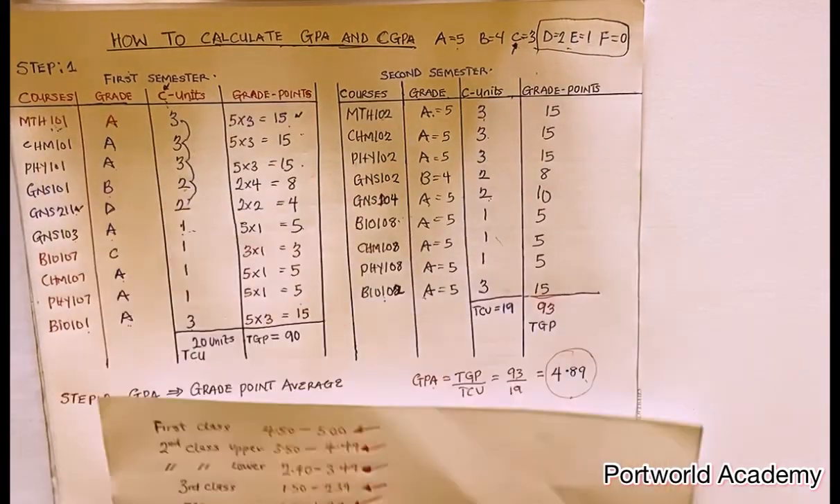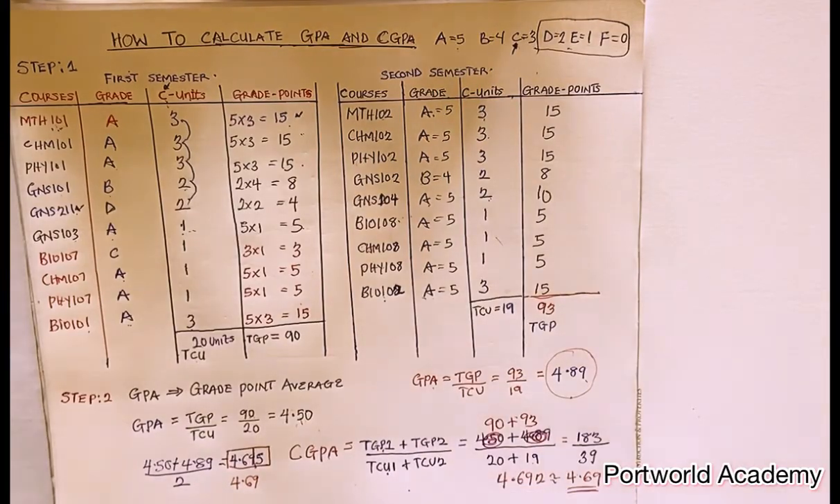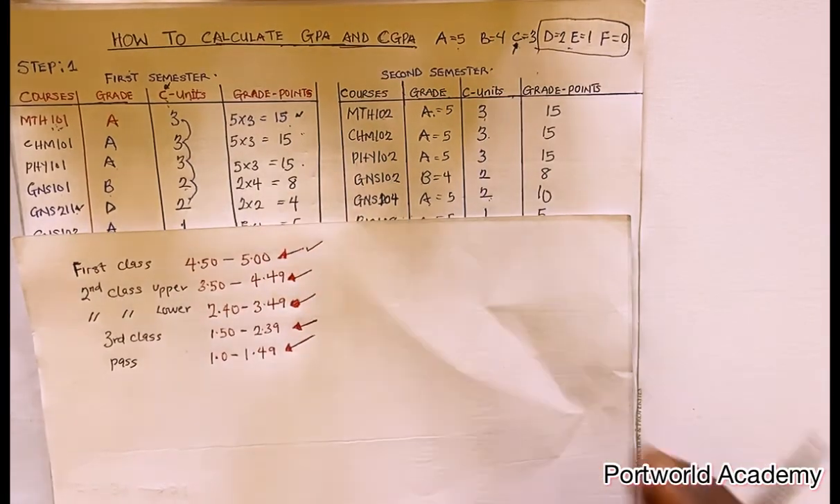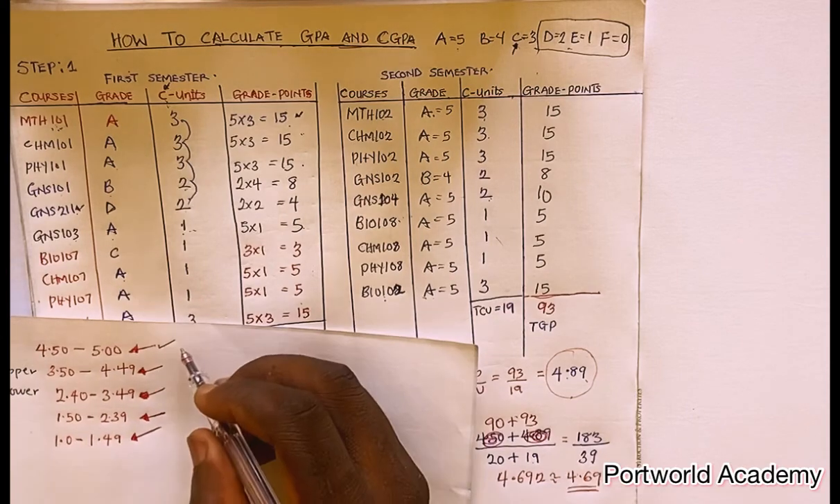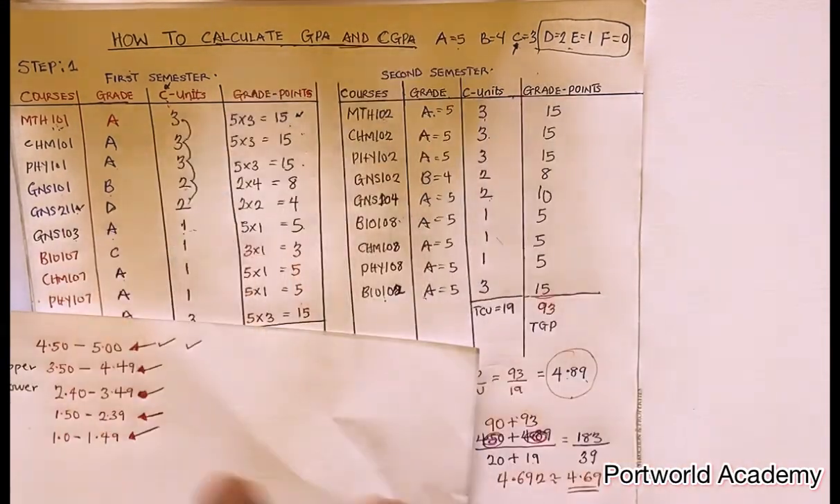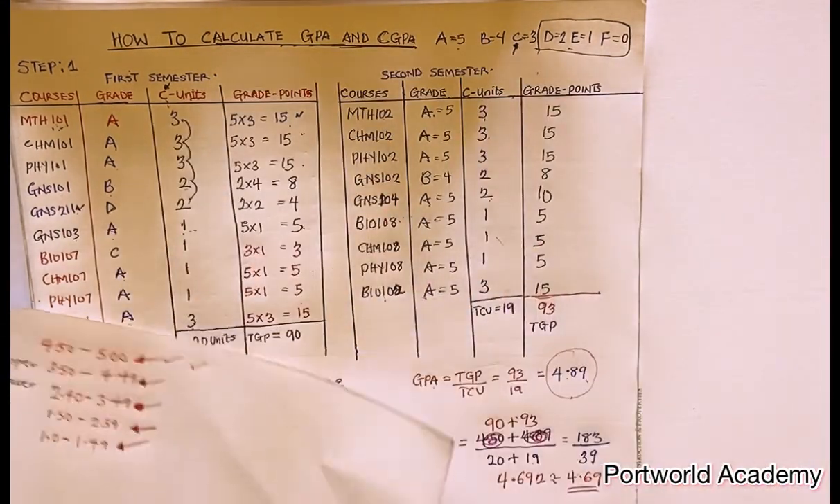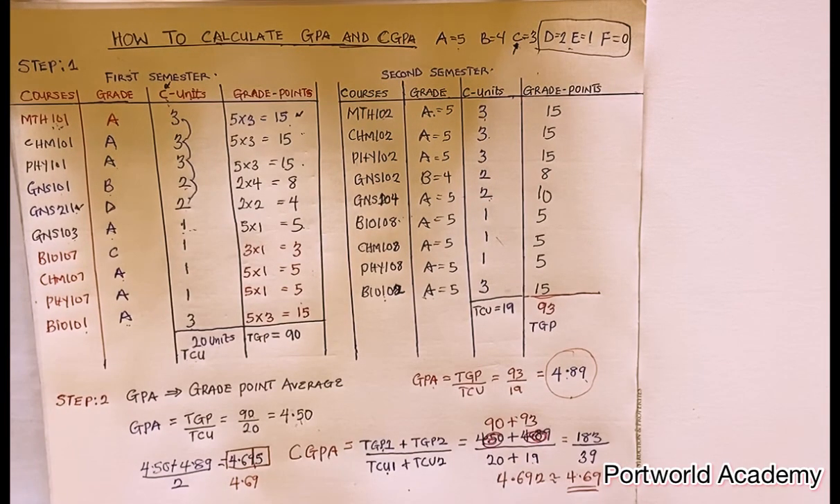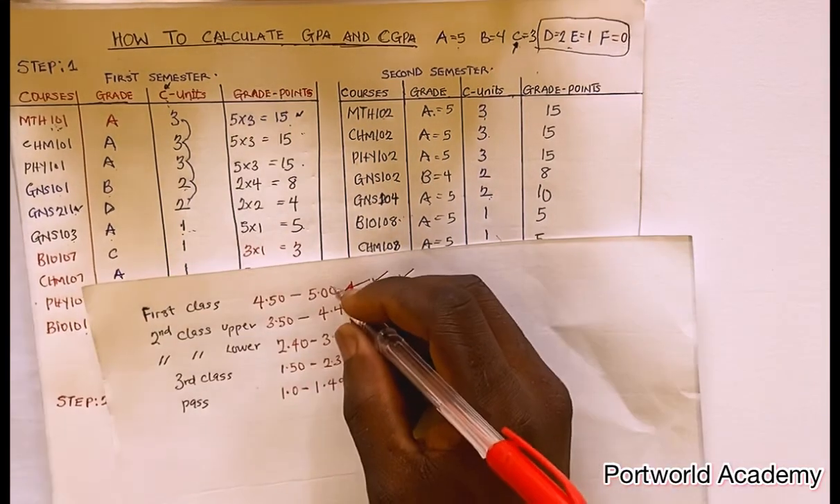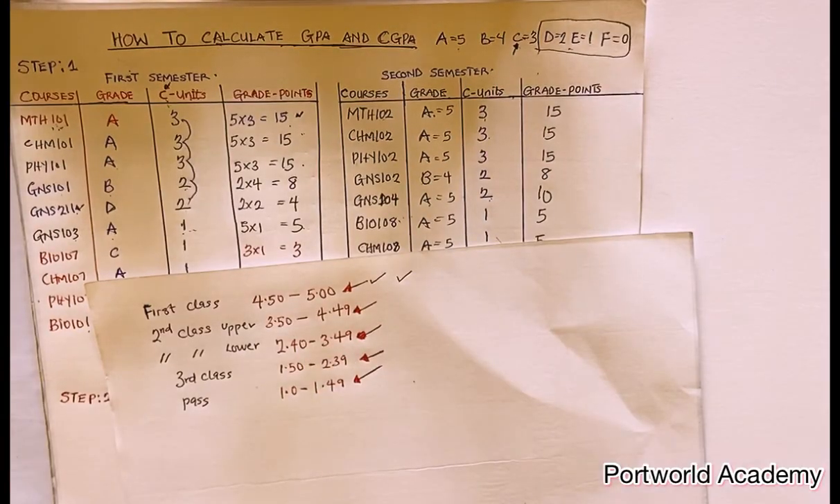Then let's try to grade this guy. He has 4.5 as far as his first semester is concerned. That means he's on first class. Second semester GPA is 4.89, so he's still on first class. By the time they calculate the CGPA, the guy ends up having 4.69. So 4.69 is still first class. That means that guy is a first class student.